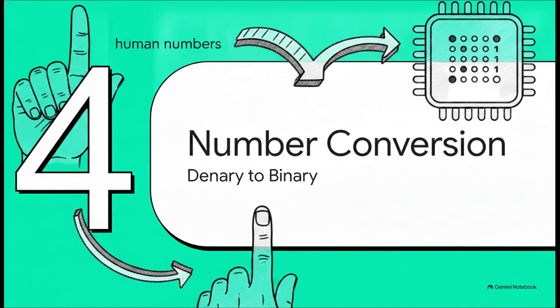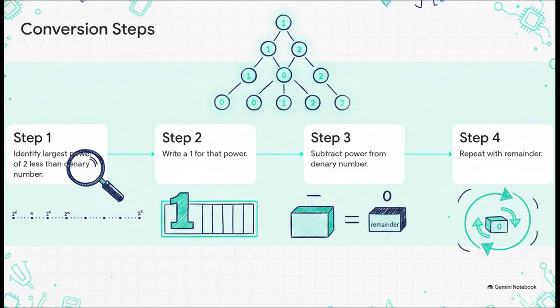Section 4, converting the numbers. So how exactly do we bridge the gap and translate our human numbers into computer numbers? Let's dive into a highly reliable subtraction method. It's basically a simple 4-step recipe.